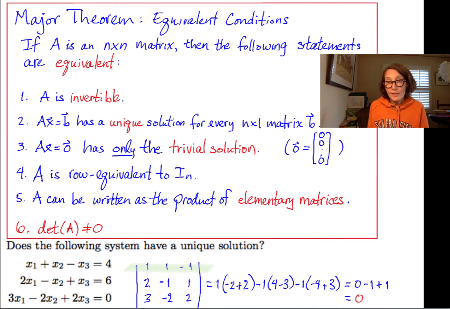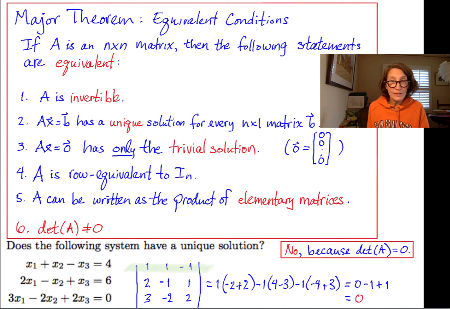So the sixth statement on our list is not true. So that means all the other statements on this list are false. So number 2 is false. AX equals B has a unique solution for every B. No, that can't happen. Either this system is inconsistent or it has infinitely many solutions. We just say no because the determinant of A is equal to 0. The answer is no.